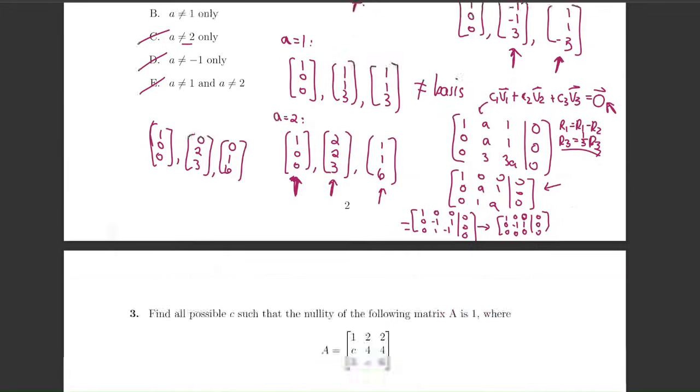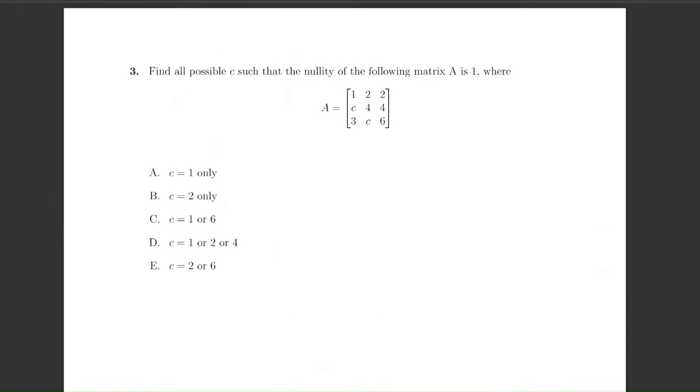Okay, and that's problem 2. For 3, we have: find all possible C such that the nullity of the following matrix A is 1. So the nullity is the dimension of the null space of A.